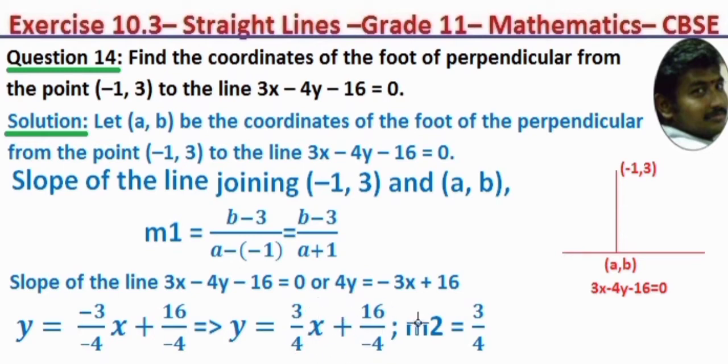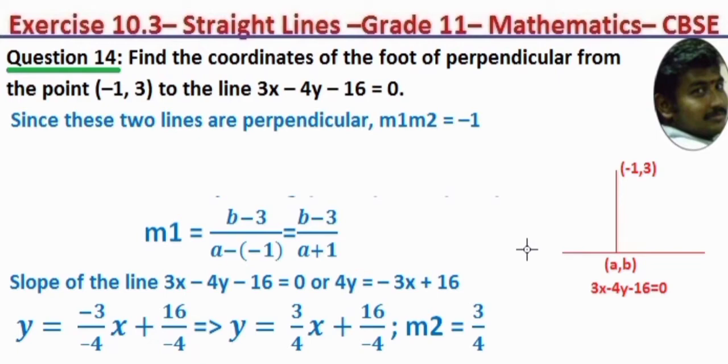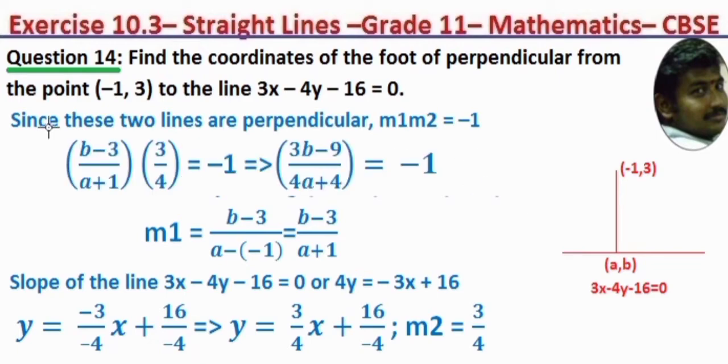First slope m1 is b minus 3 by a plus 1. m2 is 3 by 4. Now they are perpendicular. We know if two lines are perpendicular, then m1 into m2 is equal to minus 1. So those two lines are perpendicular, so m1 into m2 equal to minus 1. m1 value is b minus 3 by a plus 1, into 3 by 4, equal to minus 1. When you multiply both together, we get 3b minus 9 by 4a plus 4 equal to minus 1.